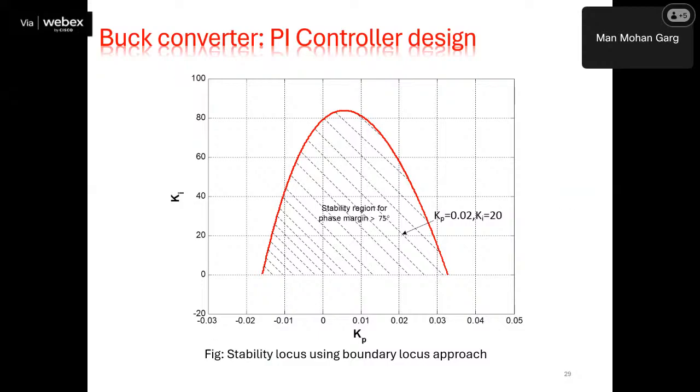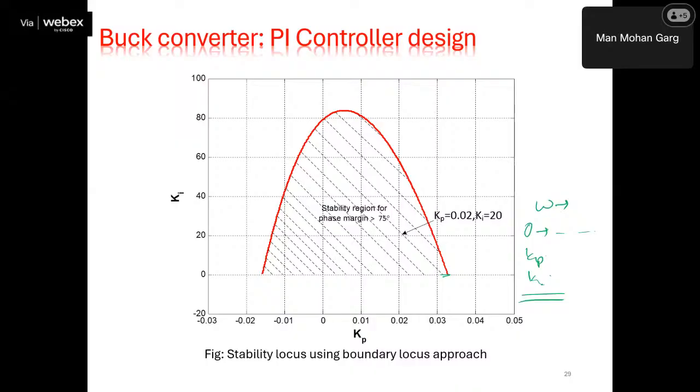We just wrote one program in MATLAB. We increased the value of omega from, let's say, 0 to some value, and keep on increasing. When it touches this value, we plot Kp and Ki. We got this locus, and this locus is called the boundary locus. So within this locus, whatever value of Kp and Ki you choose will satisfy that particular equation.